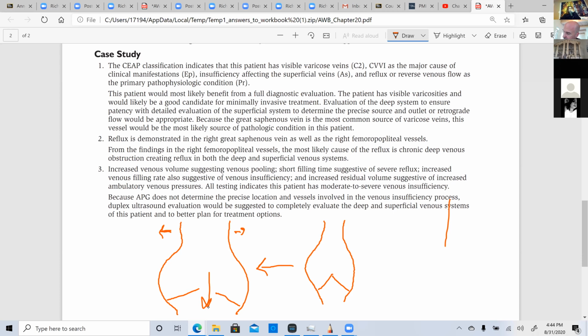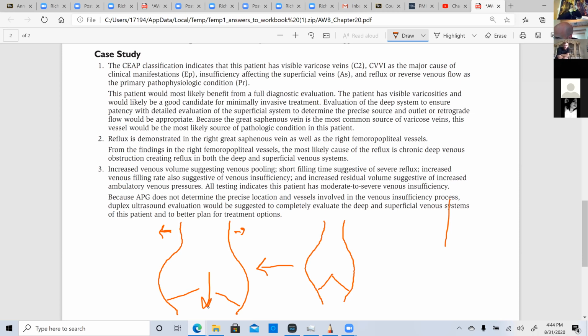Okay, 3, a 67-year-old male, presents to the vascular lab for venous plethysmography testing, air plethysmography testing. Standard APG test is performed with the following results. I don't know these results. I didn't look at this one, honestly.